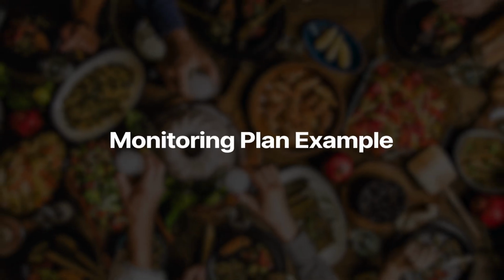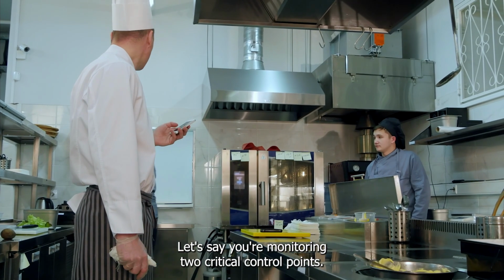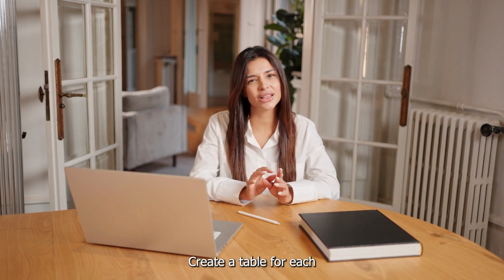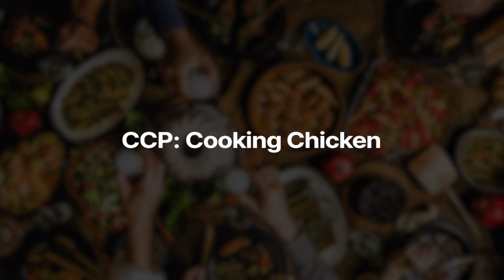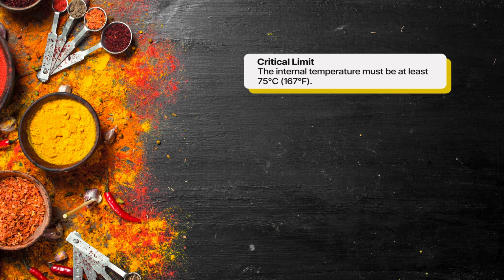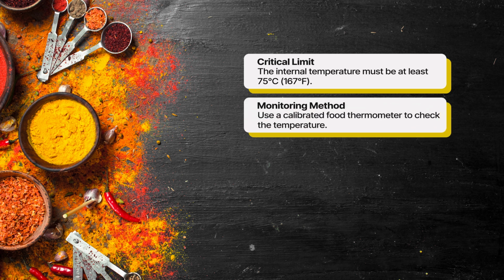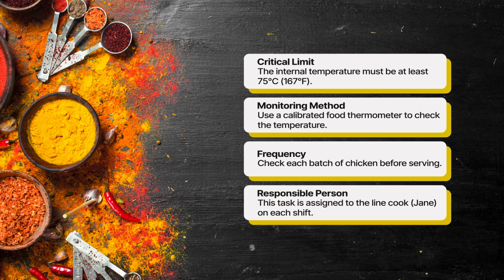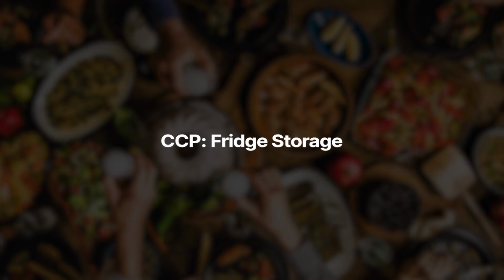Monitoring plan example. Let's say you're monitoring 2 critical control points, CCPs: cooking chicken and fridge storage. Create a table for each. CCP, cooking chicken. Critical limit: the internal temperature must be at least 75 degrees Celsius, 167 degrees Fahrenheit. Monitoring method: use a calibrated food thermometer to check the temperature. Frequency: check each batch of chicken before serving. Responsible person: this task is assigned to the line cook, Jane, on each shift.